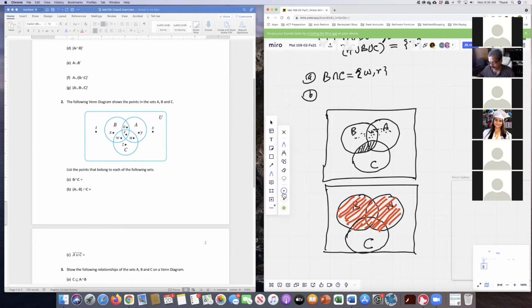What is common to A union B and C is what part of A union B is also in C. That's same as saying, in this case, what part of red is in C. Isn't that this part right here? Right? This is the part of red that's in C. In other words, A union B intersection C is all of this.